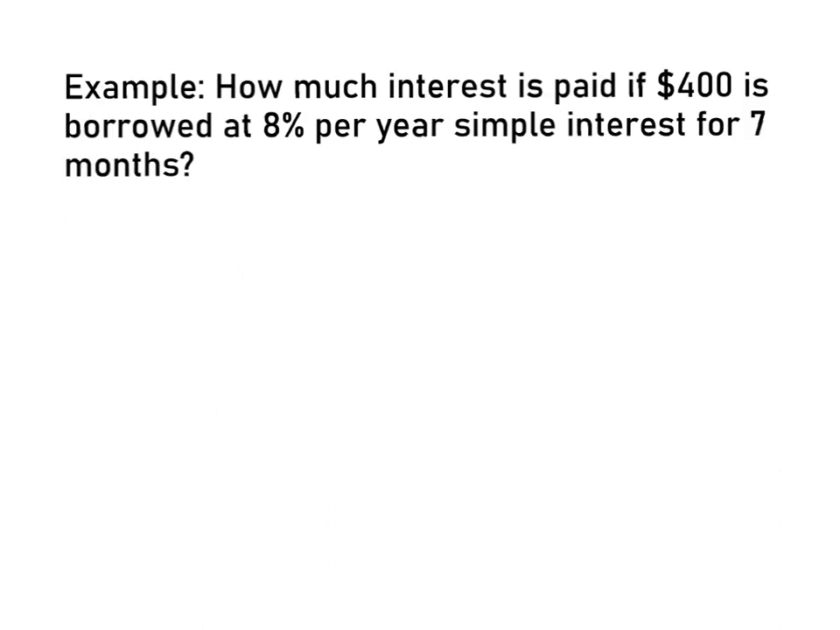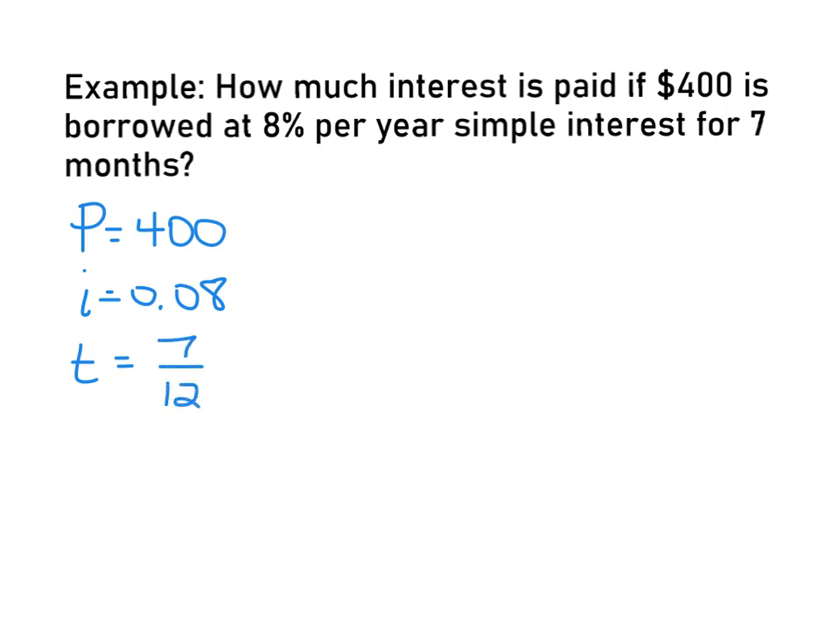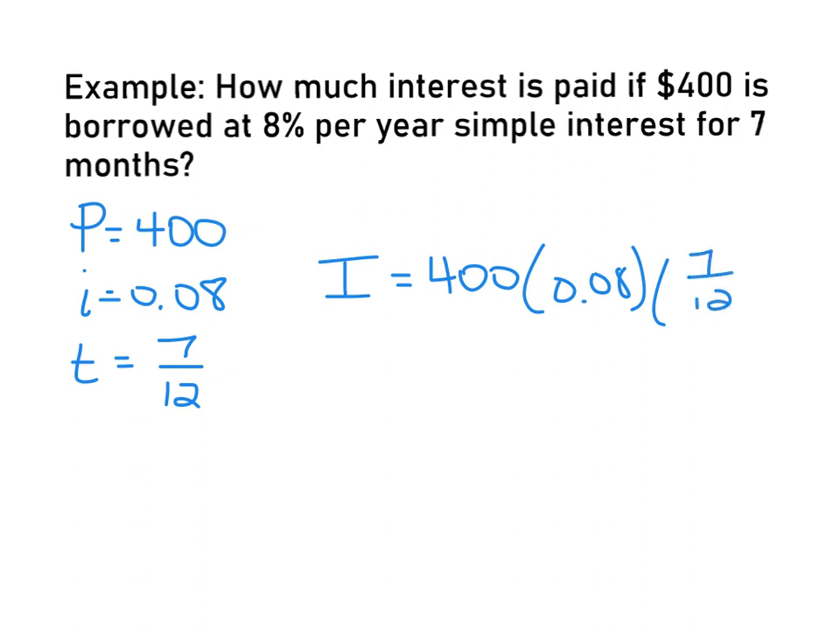Another example, how much interest is paid if $400 is borrowed at 8% per year simple interest for 7 months. So P is 400 because that's how much we borrowed. R is 0.08, as a decimal. In this case, they gave us our time in months, but we need it to be in years for the formula, so we simply convert it. So 7 months is 7 out of 12 in years. So it's going to be 400 times 0.08 times 7 over 12. If you put all that in your calculator, you would get 18.67.